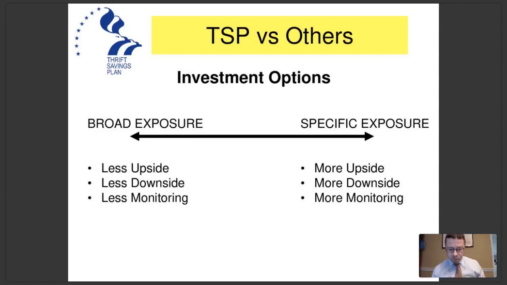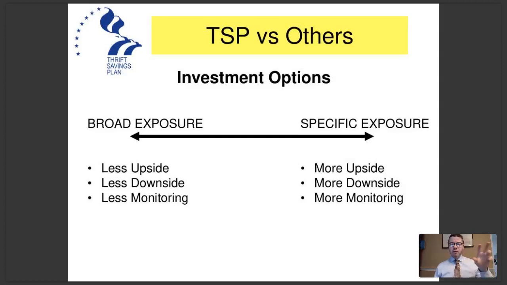So let's give an example. When you are exposed broadly, you have less upside exposure and less downside exposure. As opposed to if you invested specifically, let's say in a specific stock, you'd have more upside exposure, but also more downside exposure. Let's illustrate with a couple of examples. So the S&P 500, inside the S&P 500, you have the top 500 United States companies. And on that list are companies that you've probably heard of, like Amazon, right? And Microsoft and Facebook.